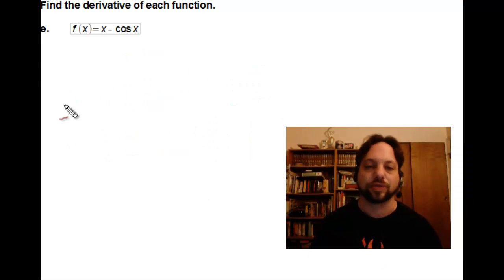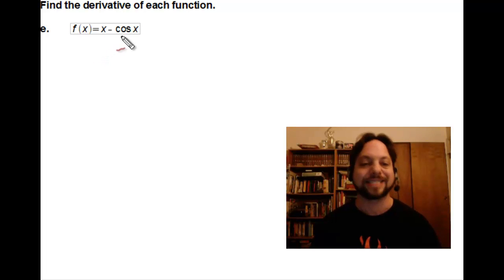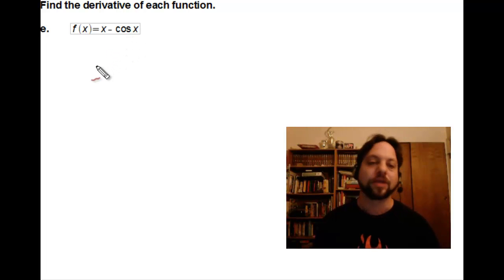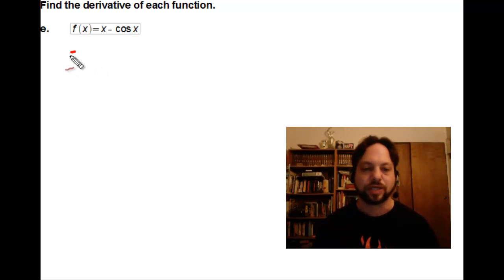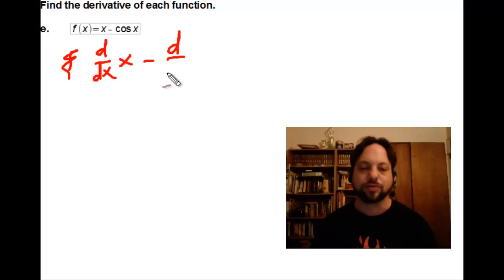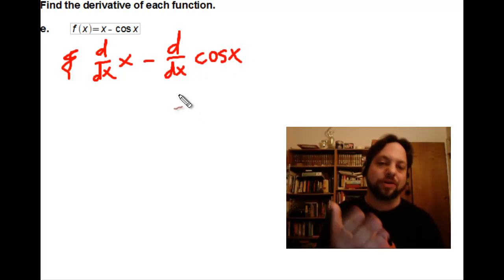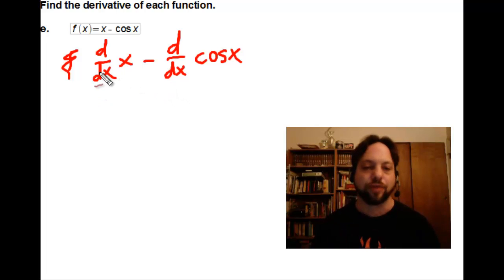In example E, we're dealing with the function that you see here, x minus cosine of x. Now, we can separate these using the sum and difference rules, and if we want to find the derivative of this, what we can do is find the derivative of x, and then subtract the derivative of cosine of x. Maybe you could do this in your head. I'm just writing it out for brevity's sake.